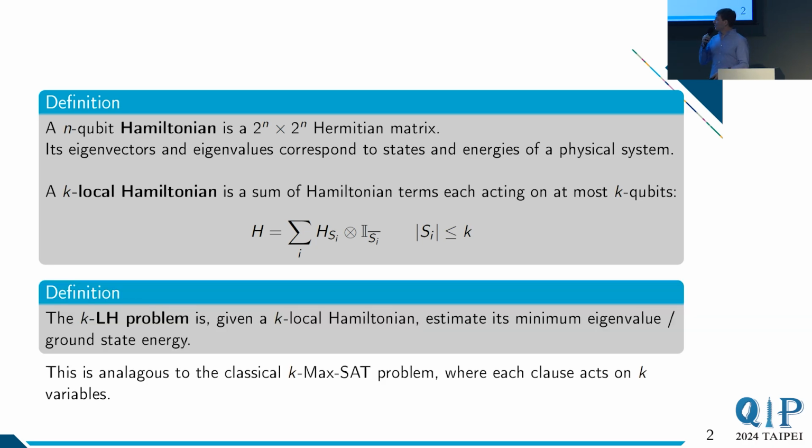And the k-local Hamiltonian problem is, given one of these, estimate its minimum eigenvalue or estimate its ground state energy. And if you have more of a TCS background, you can think of this as like the k-MaxSAT problem, where each of the clauses or constraints can act on at most k variables, and we're interested in how many of those constraints we can simultaneously satisfy.